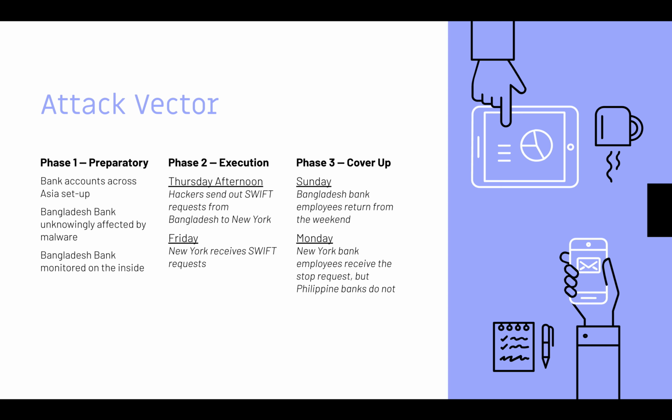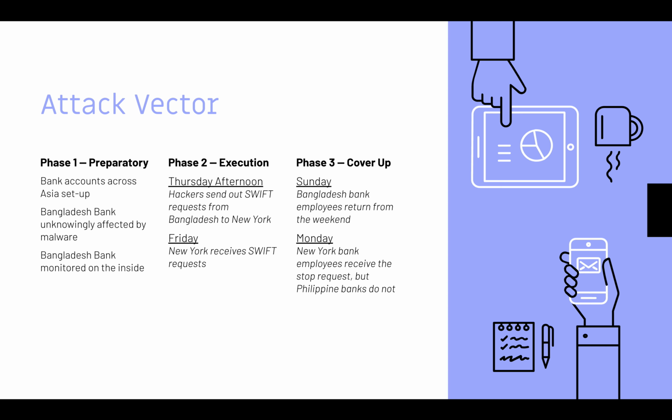Thursday afternoon, hackers send out SWIFT requests from Bangladesh to New York. Essentially, it's a Thursday afternoon, so the Bangladesh bankers are getting ready for their weekend and shutting down the bank. At this moment, the intruders enter the SWIFT system using the credentials that they obtained from observing Bangladeshi bankers and begin sending out SWIFT requests to the Federal Reserve Bank in New York. These requests detailed money to be transferred from the nation of Bangladesh's reserves stored in New York to various accounts across Asia, and a total of 35 requests was made, totaling $1 billion.